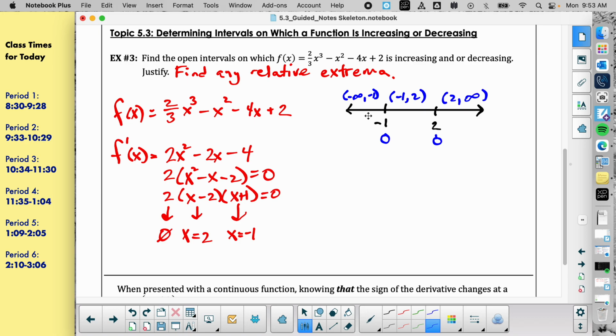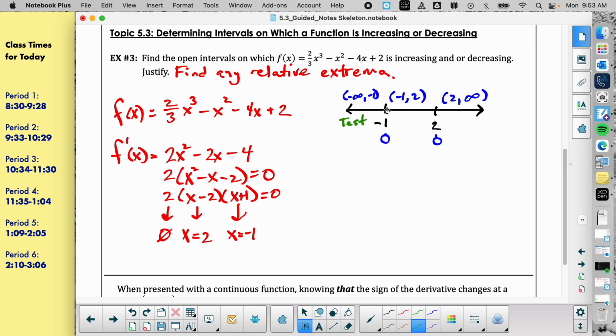Ellen, how do we figure out if it's increasing or decreasing? Good. We're just going to take a number that's in that section and plug it into the derivative. So these are going to be called test values. You generally just pick an easy number in that section.